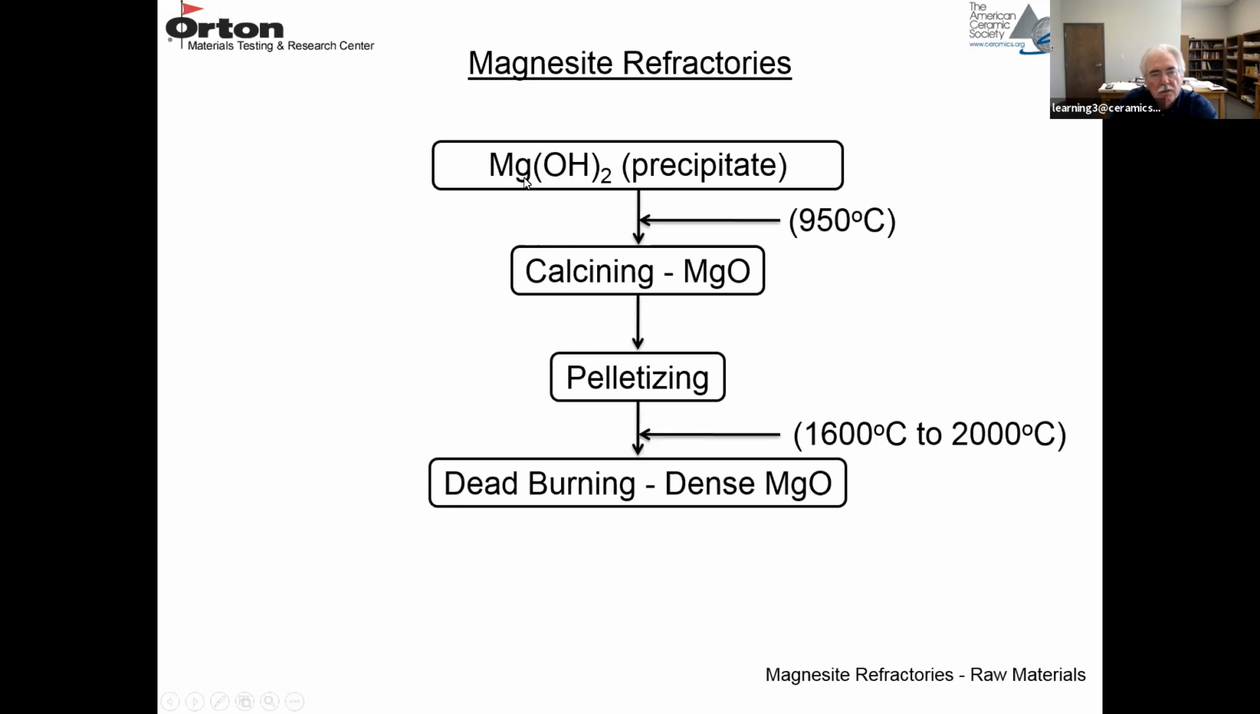So you have your precipitate Mg(OH)2. If you heat it at 950 degrees C, you're going to have a calcined, low density porous MgO material. You can pelletize that. And I mentioned dead burning to produce a dense MgO, maybe 1600 to 2000 degrees C. So the higher the temperature, the denser it is, the lower the porosity, and it's a more hydration resistant material because MgO is subject to hydrate and go back to the brucite form, magnesium hydroxide.